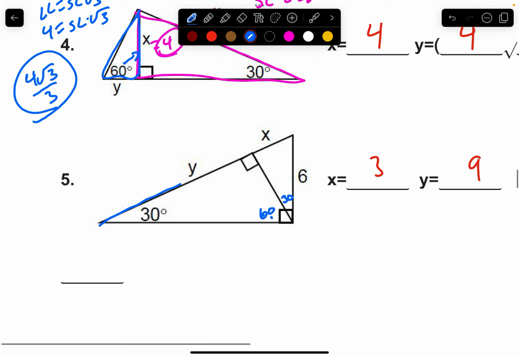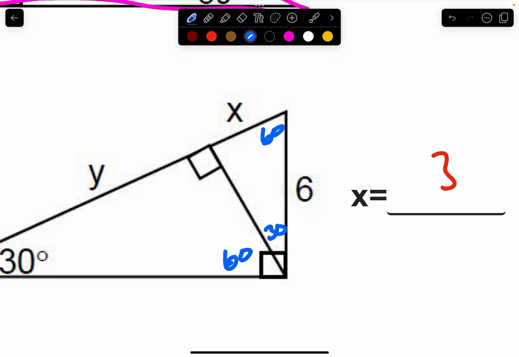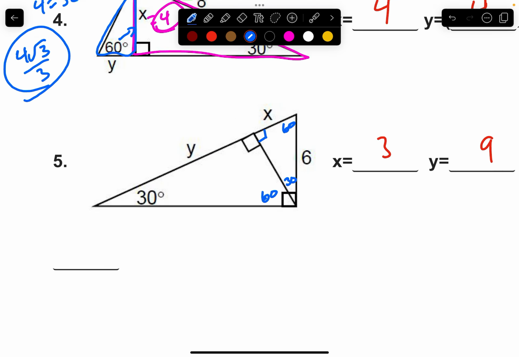How do I know it's 60? I'm looking at this blue triangle. That's a 30, 60, 90. So I know that corner is 60, making that one 30, making this one 60. So you have to have some way of knowing these different angles. Now, I'm going to focus on this pink triangle where we have the hypotenuse.